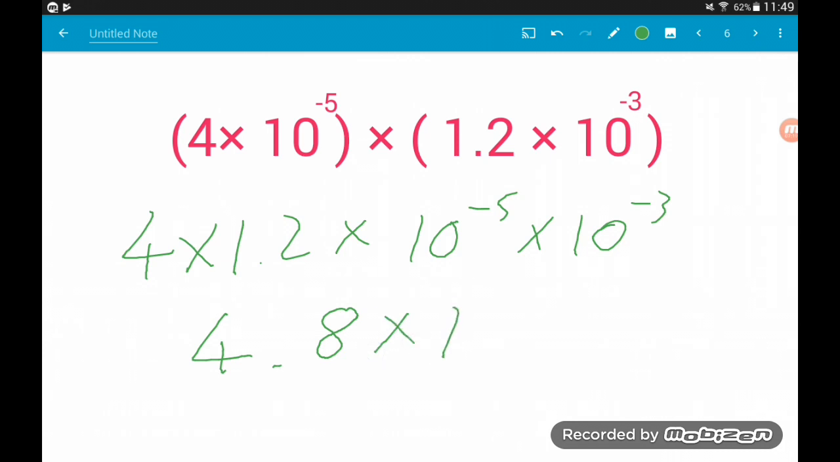So we got 4.8 times 10 to the what power? Well, we've got 10 to the minus 5 multiplied by 10 to the minus 3. Now minus 5 add minus 3 is minus 8. So we get 4.8 times 10 to the minus 8. Jobs are good.